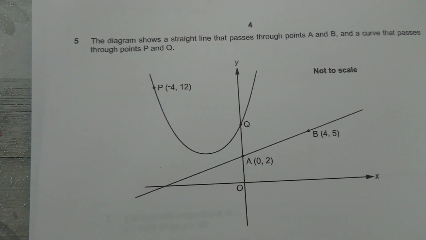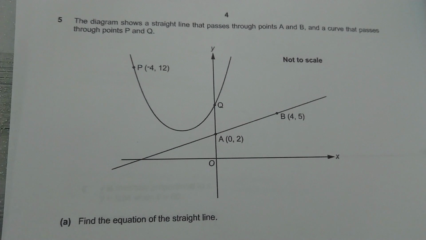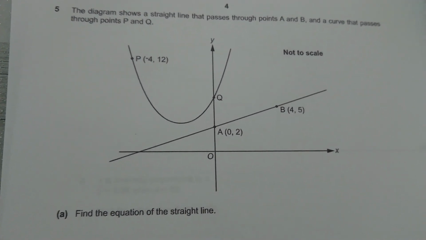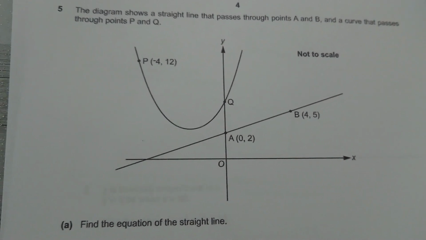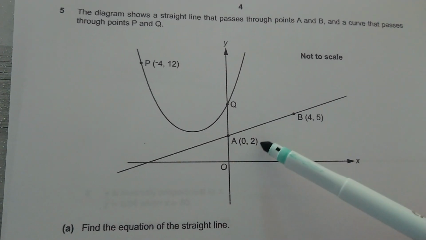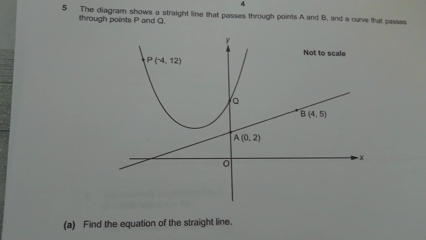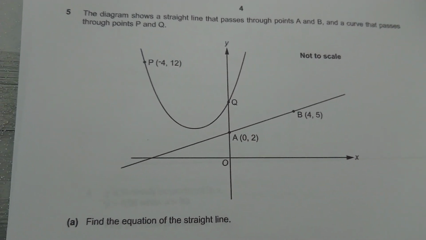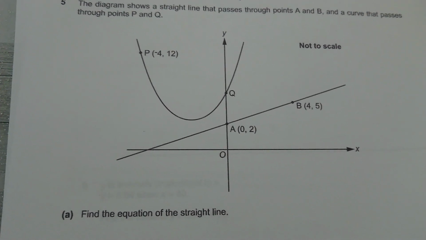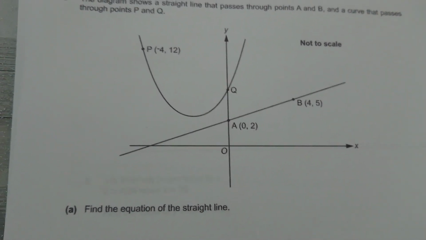Right, question 5. We need to work out the equation of the straight line. So I know 2 points that line goes through, and that is A and B. So the 0, 2 and the 4, 5. So to work out the equation of a line, you need to know 2 things. You need to know the gradient and you need to know a point that it goes through.